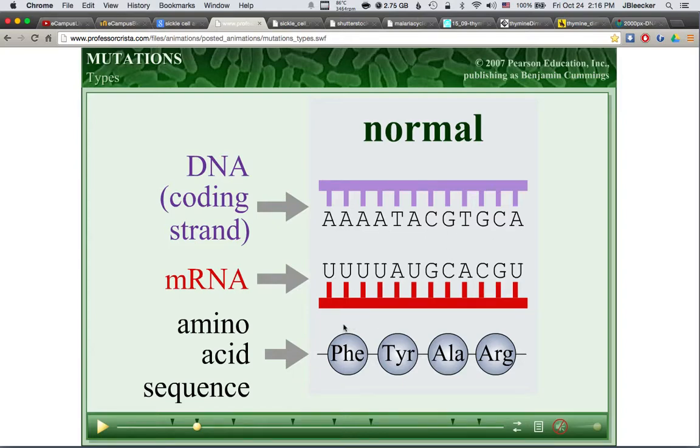Now, if you read the codon table, UUU codes for phenylalanine, UAU tyrosine, GCA alanine, and CGU arginine. Sometimes pronounced arginine. I always get that wrong. You get the idea.